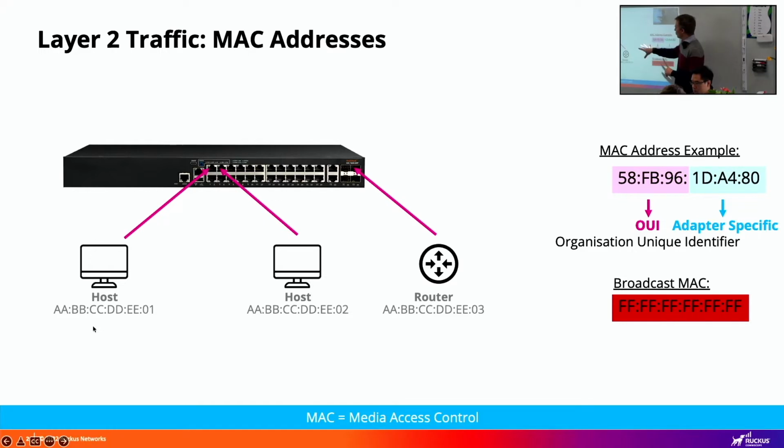So if we have a network such as this, we might have a switch with a few devices plugged into it, right? Pretty straightforward stuff. We've got 2 hosts. We've got a router that gets us out to the internet, and these devices are plugged into a switch. So we have a thing called a MAC address.